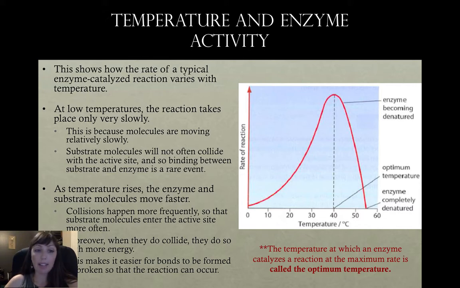But as the temperature rises, the enzyme and the substrate molecules move faster, collisions happen more frequently, and they have more energy when they do collide. So then the substrate molecules enter the active site more often. And more often, like I just said, they have more energy. And so this makes it easier for bonds to be formed or broken so that the reaction can occur. Okay, and so we know, and you should remember from STEM, that the temperature at which an enzyme catalyzes a reaction at the maximum rate is called the optimum temperature.